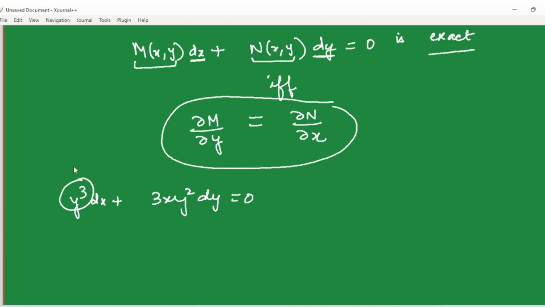M dx plus n dy equal to 0. So this is our m and this is our n in the question. For exactness, what should happen? Del m by del y should be equal to del n by del x.